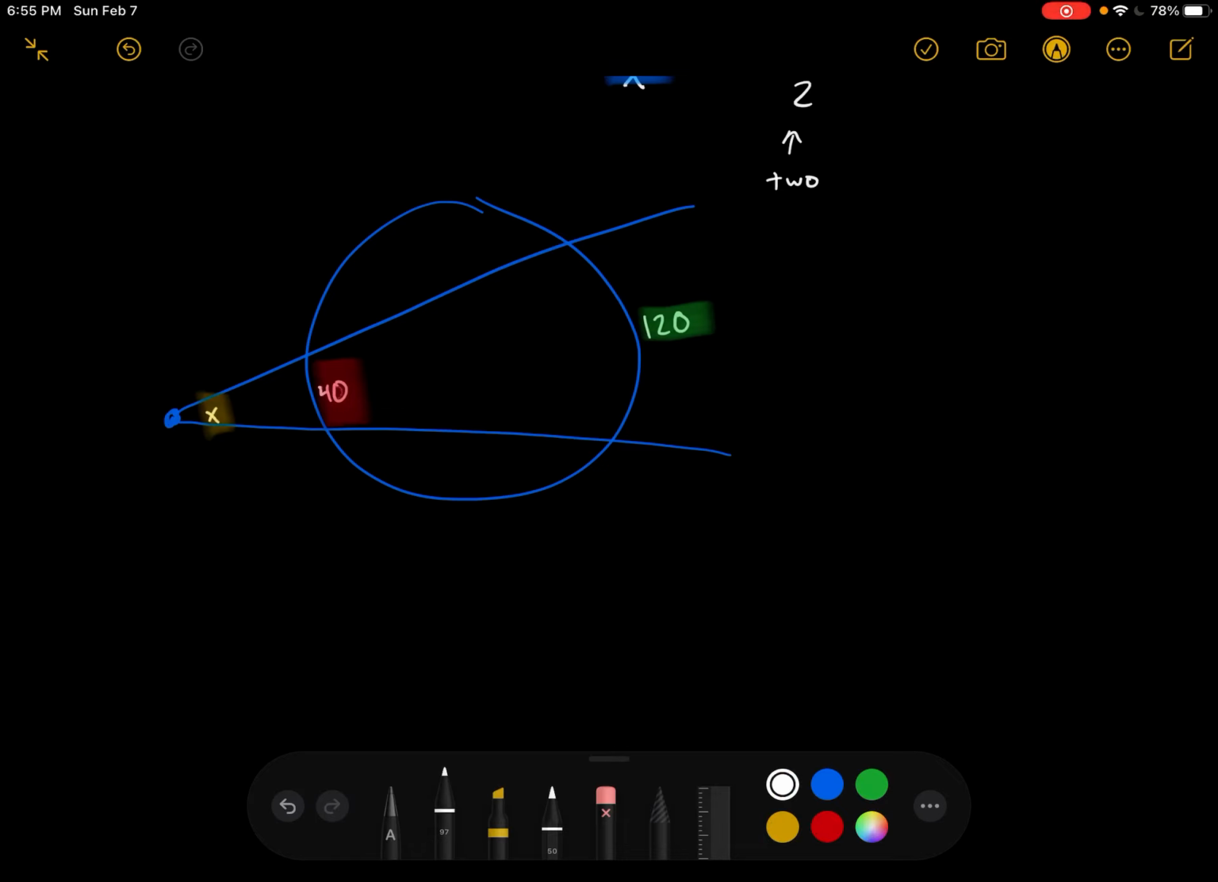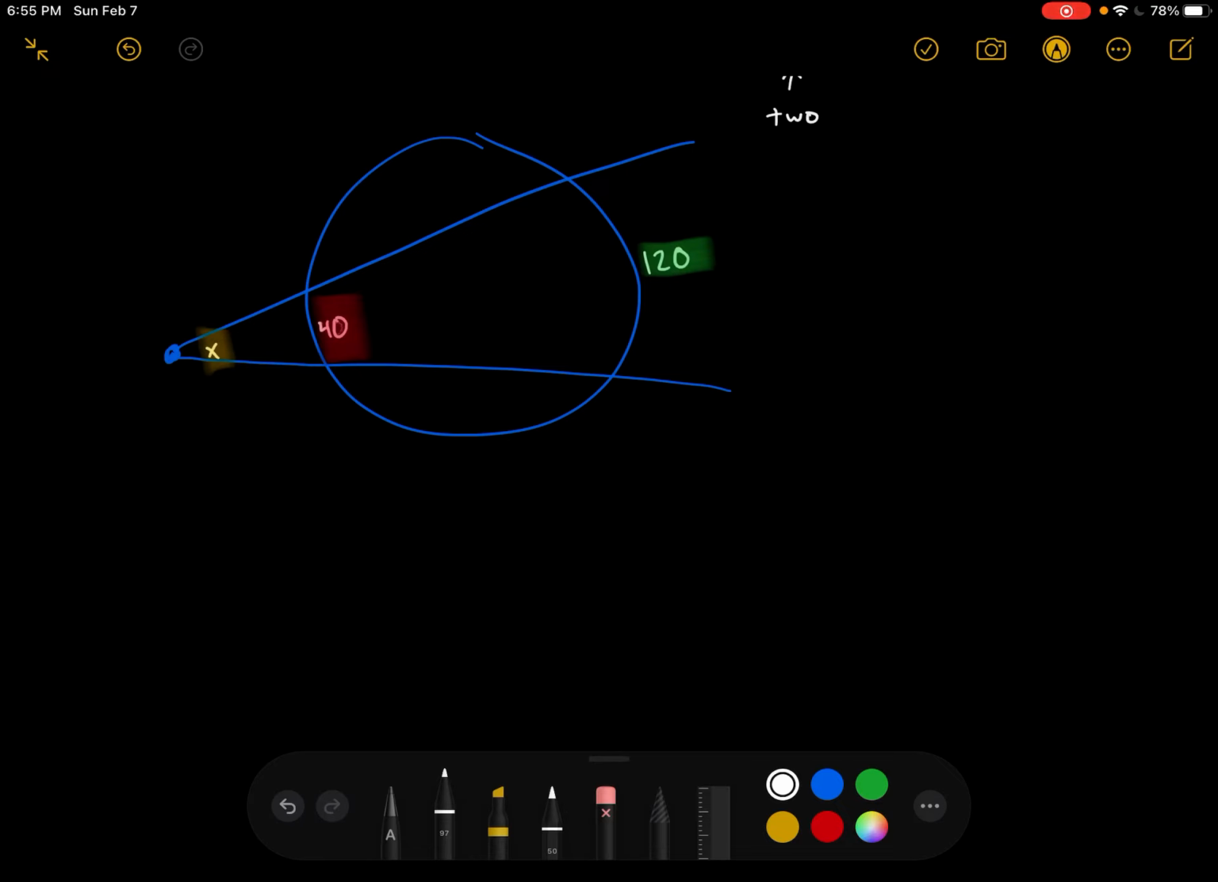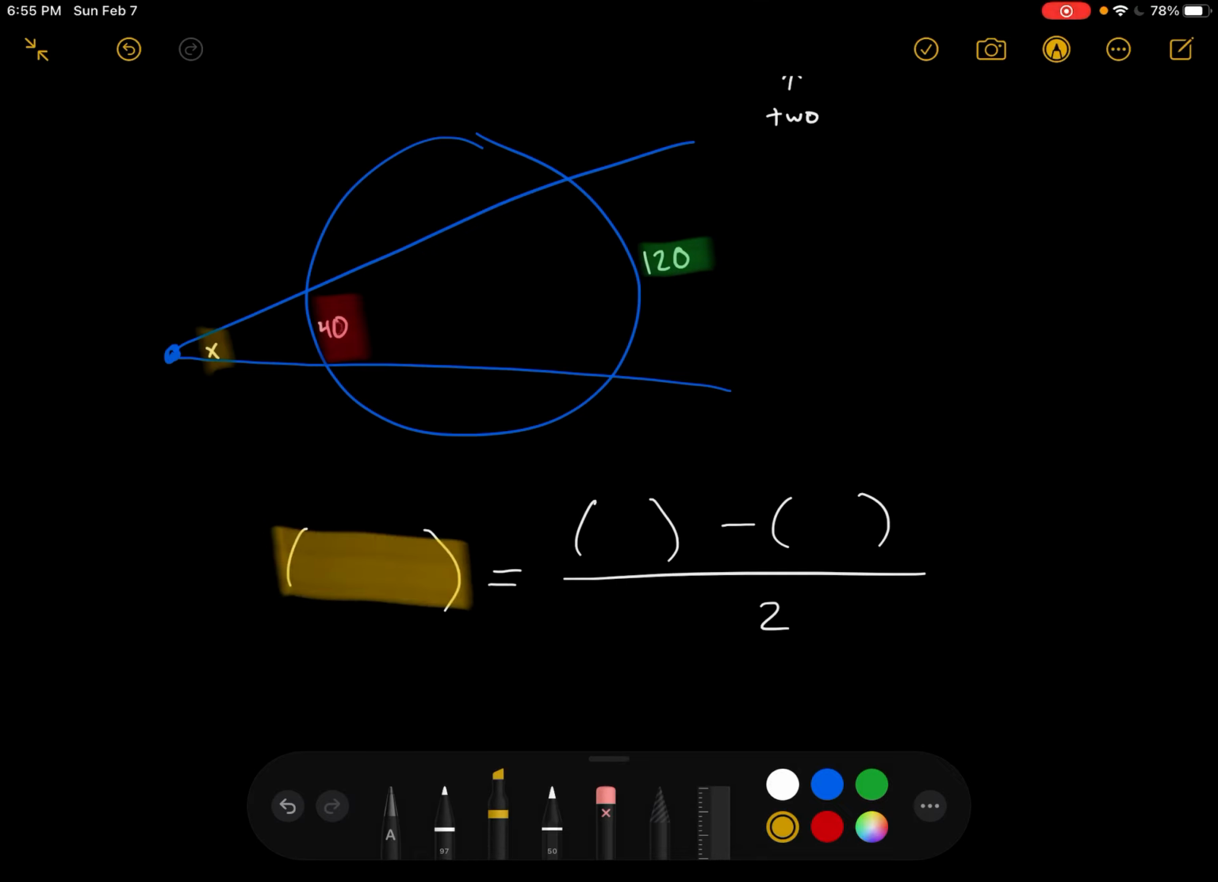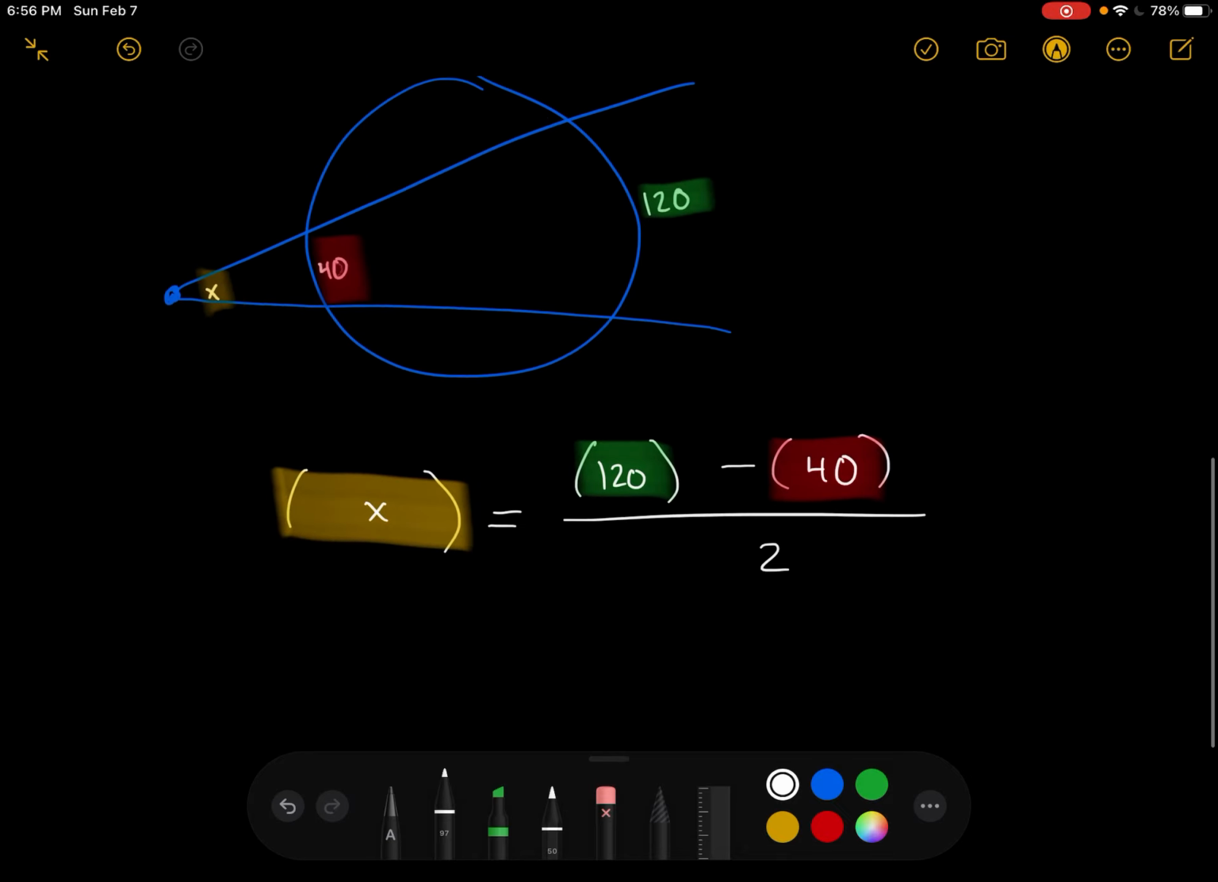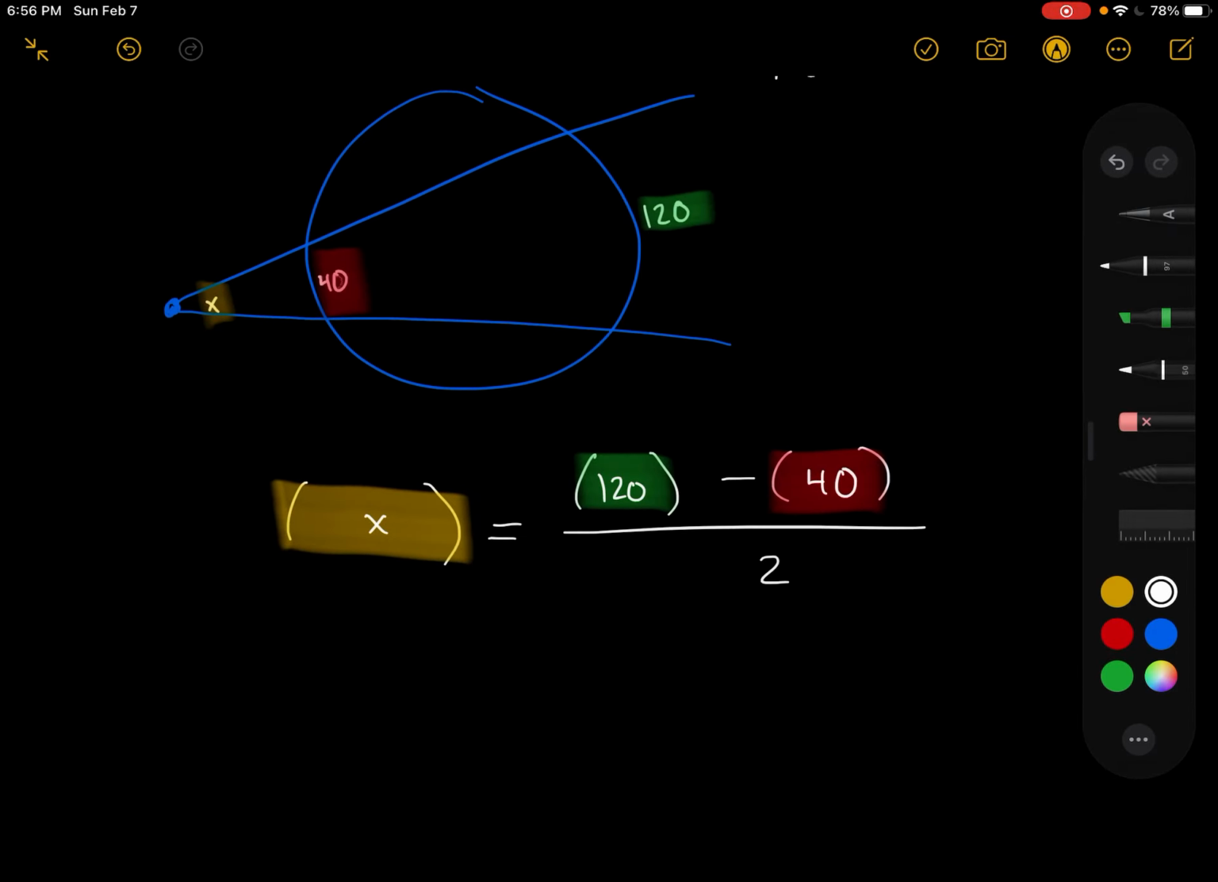So we still want to set these up, and we still want to take the time to do so. And if we do that framework, we're going to be in better shape for calculating. So on the outside, we have our x term. On the inside, we have our smaller arc, and then our bigger arc. So we can take this 120 minus 40, and that's going to give us x. So we can go through now and actually solve this. So that's going to give us 80 divided by 2 equals x, or x just equals 40.